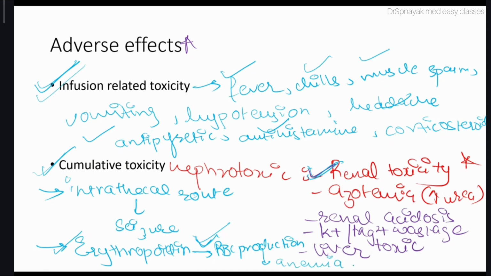So these are the major adverse effects of amphotericin B. It is renal toxic, causes azotemia, renal acidosis, potassium and magnesium wastage. Also, it is hepatotoxic. Given through the intrathecal route in cases of fungal meningitis, it can increase the risk of seizures. And as it is renal toxic, it blocks erythropoiesis, which is RBC production, and it leads to anemia.